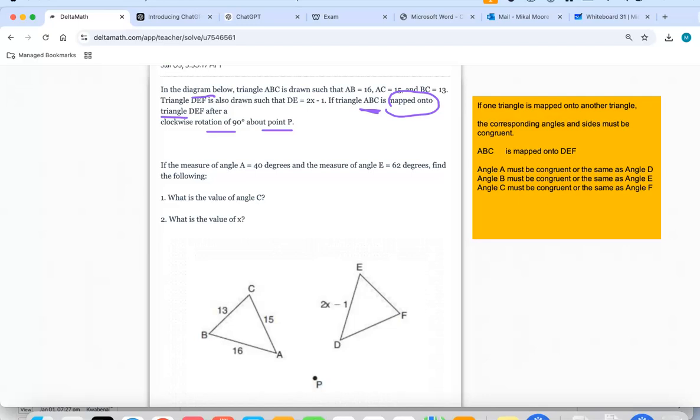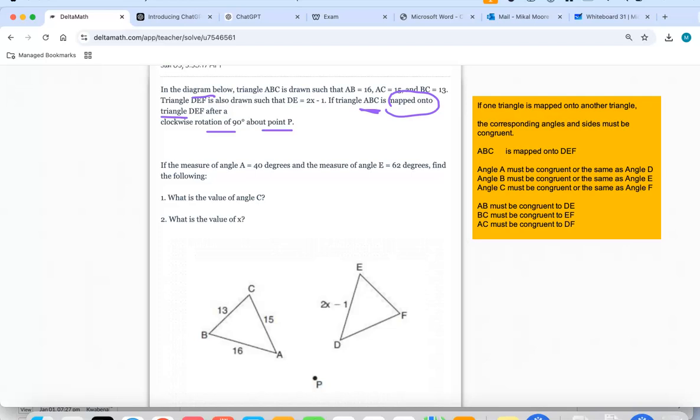Similarly, these are for the angles. Same thing for the sides. So AB must be congruent to DE. AB are the first two letters, so side length AB must be congruent to side length DE. Similarly, BC must be congruent to what? If you said EF, you're correct. And last but not least, AC must be congruent to DF. If you said DF, you're correct. All right.